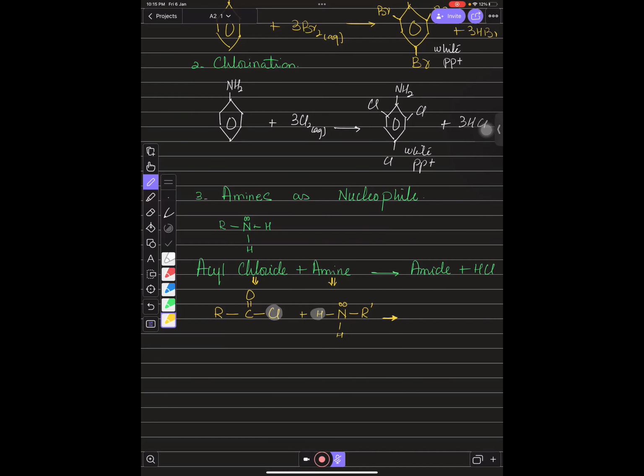When these two are removed, what will they form together, children? HCl, right? And the remaining part will be joined. So you can see this part which is R C double bond O, and this part which is nitrogen and hydrogen with a carbon chain. They will just combine together to form amide linkage. So it's obvious over here that this is the functional group of the acyl chloride, this is the functional group of the amine, and now this is actually amide linkage. This is amide linkage. Okay, children?